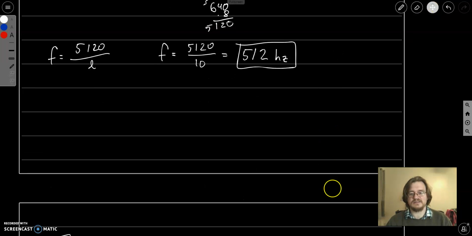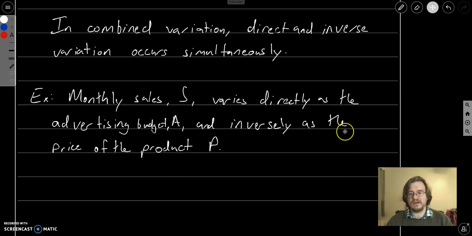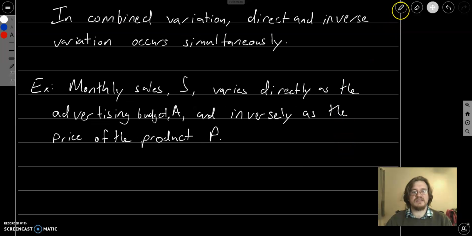So this is quite nice. Now, it can be that there's more than just two variables. And we can have combined variation where we have both inverse and direct variation occurring at the same time. So just as a quick example, let's say we're working for some company and monthly sales S varies directly as the advertising budget and inversely as the price of the product.